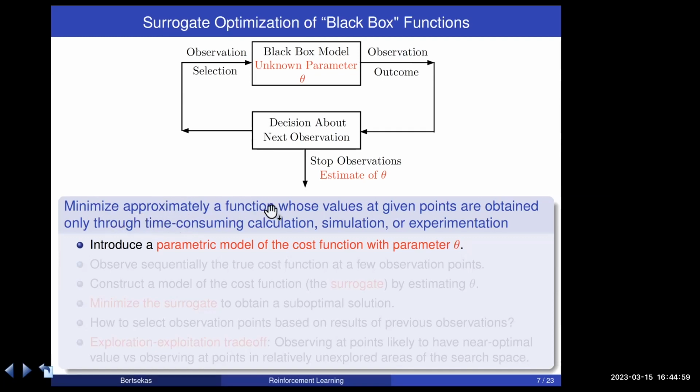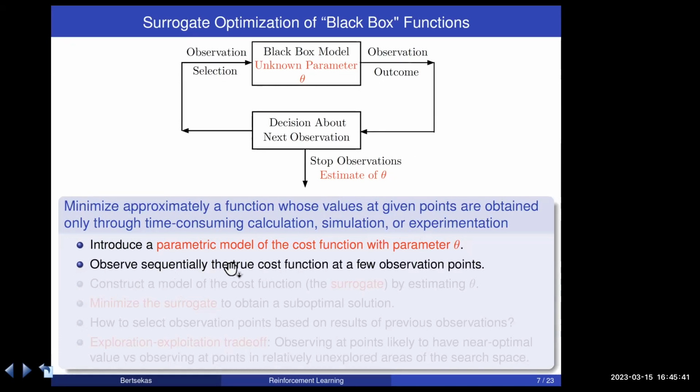The problem is one where we want to minimize approximately a function whose values at given points are obtained only through time-consuming calculation, simulation, experimentation. And the starting point is a parametric model involving a parameter theta. We consider models of this target function that involve a parameter theta. We take observations that are related to theta, and then we decide either to continue the observations or to stop the observations with an estimate of theta, and therefore a surrogate based on this estimate.